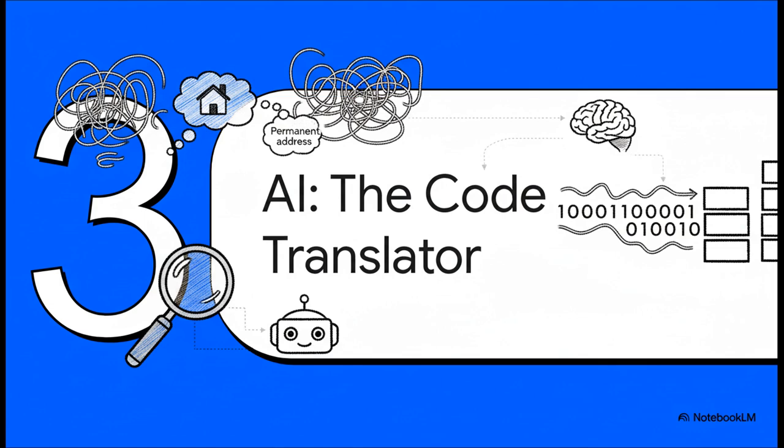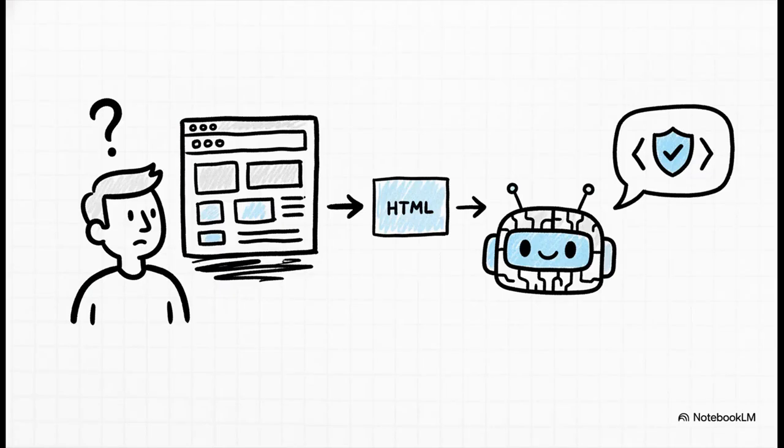Okay, so how do we find that permanent address every single time, especially if we're not coding experts? Well, this is where our new partner comes into the picture, AI. We're going to use it as our expert code translator. Seriously, think of AI as an experienced developer sitting right next to you.